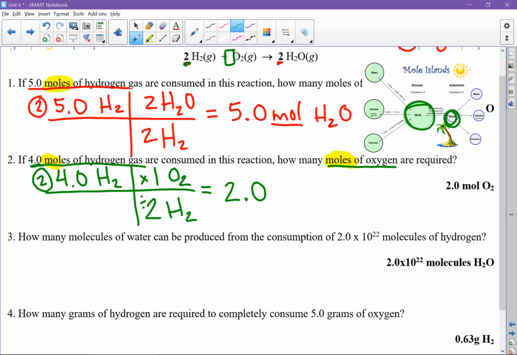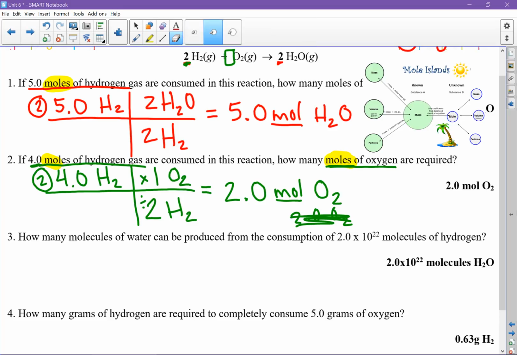Then don't forget your units. You were looking for moles, so you have to add moles as a unit. Do not just write 2.0 and then nothing. That doesn't tell me anything. You have to put moles. If you want to then also add O2, that is totally okay.